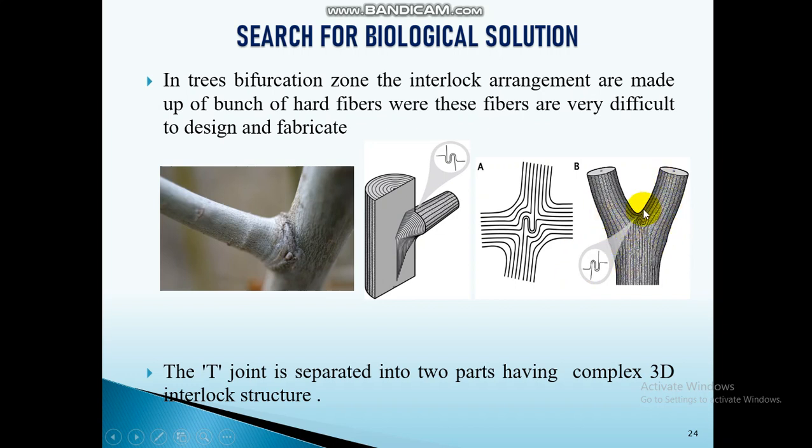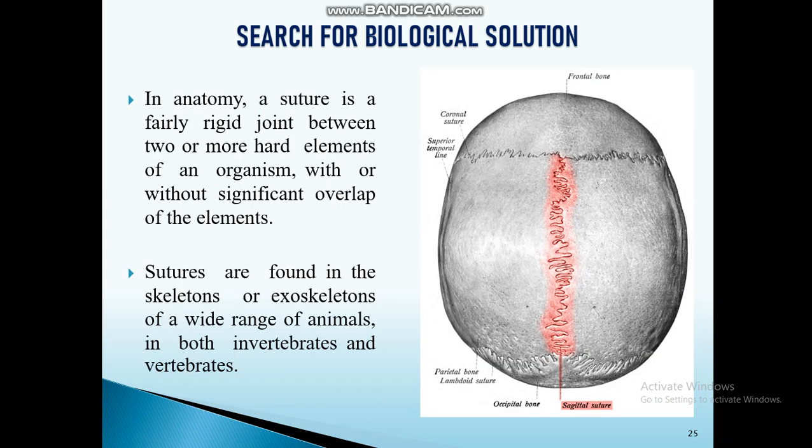That's why these branches are very strong. It's very difficult to break the bifurcation zone, all because of the three-dimensional interlock structure. So what I understood is that by using a 3D interlock structure, we can enhance the strength of FDM components. That's the solution. And then I also searched for such problems in animals.